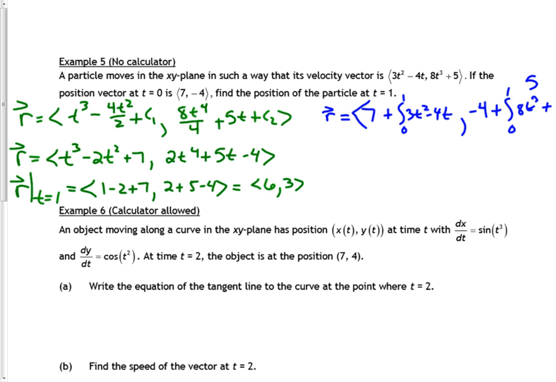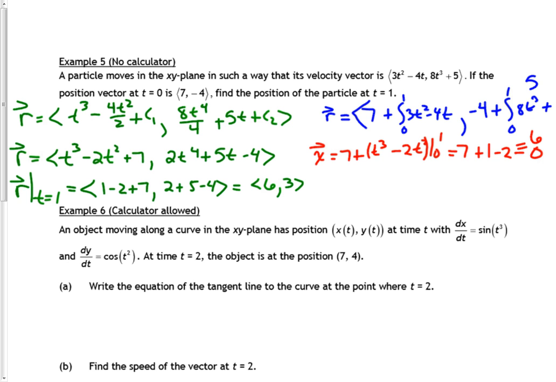I'm going to do the x term first. So I'm just going to do the x component first. It's going to be 7 plus, and we know the antiderivative is t cubed minus 2t squared from 0 to 1. And that is going to be 7 plus 1 minus 2 minus 0, which ends up being 6.